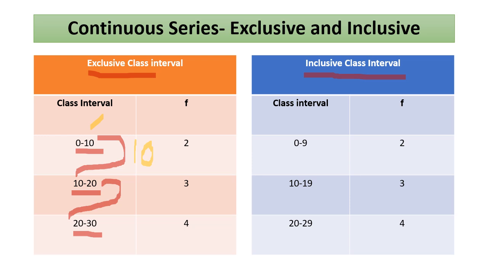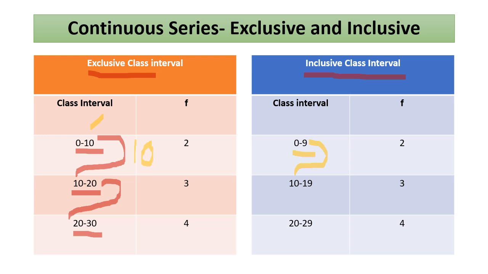Now moving on to inclusive class interval. In inclusive class interval, how will I remember? Including. Fine. So what is getting included? You find that the class interval here begins from 0 to 9. But this 9 doesn't get repeated in the next class as the lower limit. So in inclusive class interval, the upper limit of the class interval doesn't repeat itself in the next class as the lower limit.